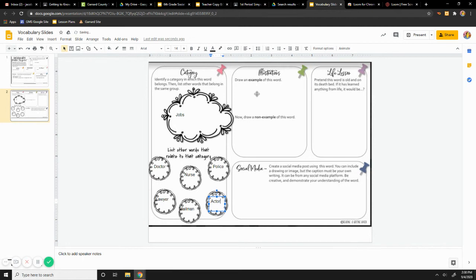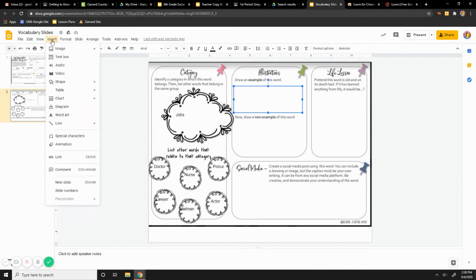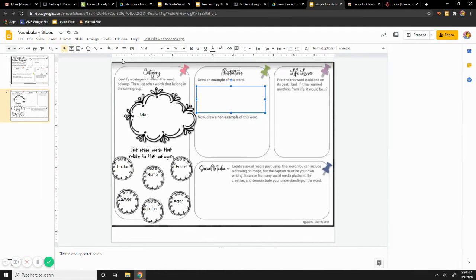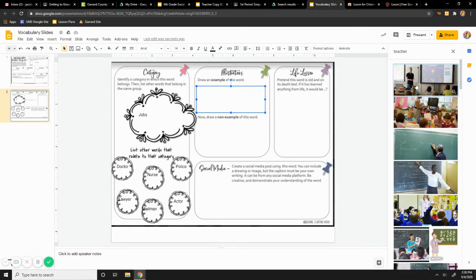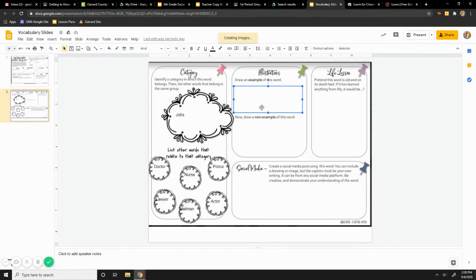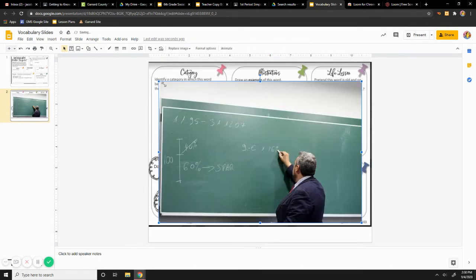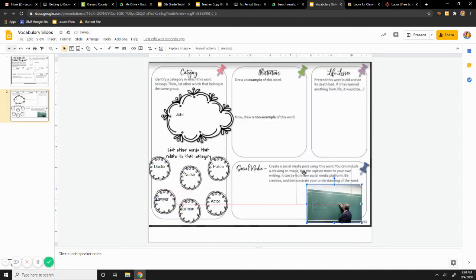All right, then for this one, obviously you can't draw on the computer, but you're going to insert a picture that shows an example and a non-example. So just like Mr. Simpson's showing you, image, and you're going to search the web, and he's going to find an example of teacher. So he's going to insert a picture. He's going to resize it so that it doesn't take up the whole screen.